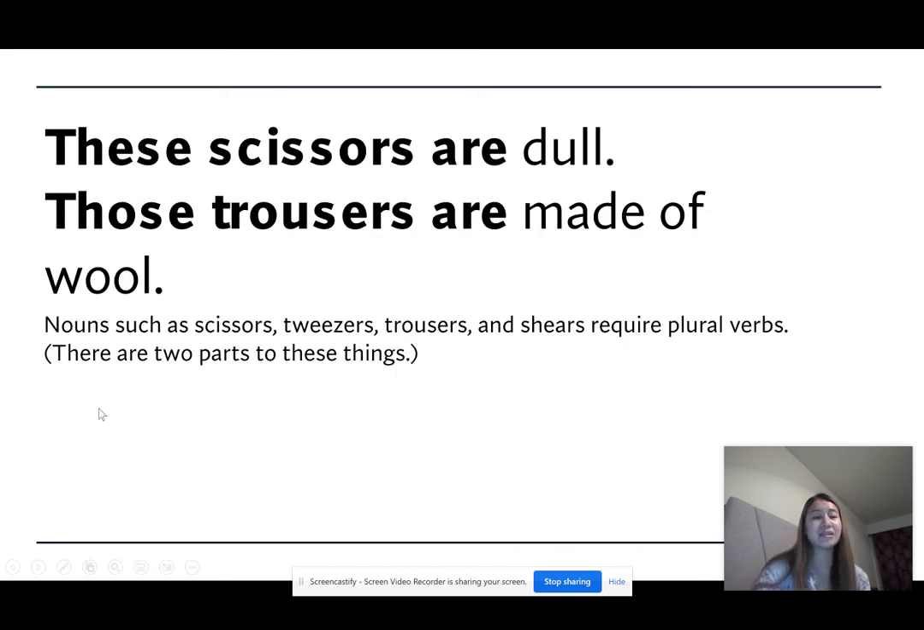Okay. Next, nouns such as scissors, tweezers, trousers, shears require plural verbs. There are two parts to these things. It's not just like if you're trying to cut something. I'm using my hands as an example. I'm sorry about that. So, these scissors are dull. You're pertaining to a pair of scissors.